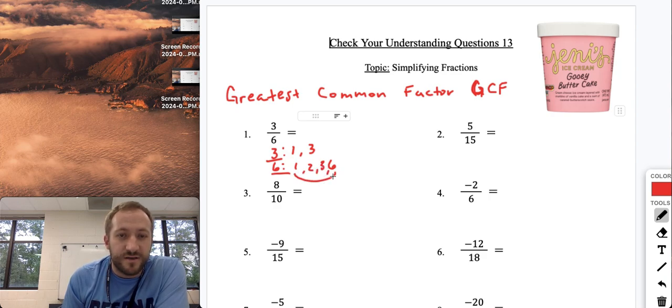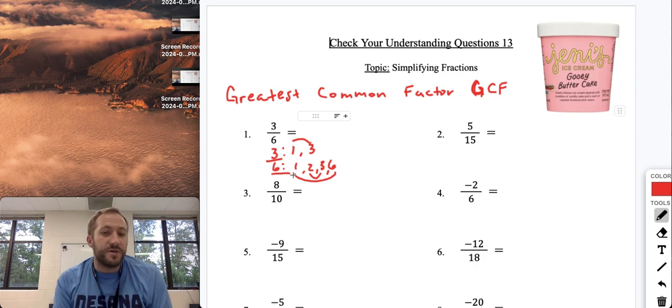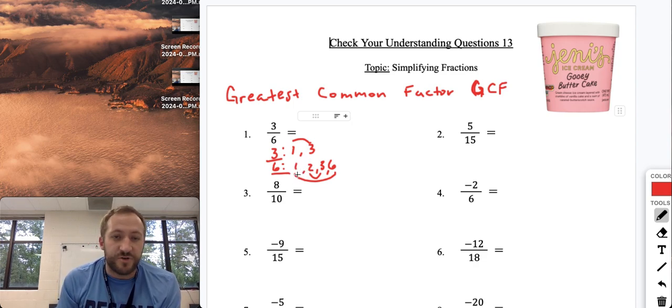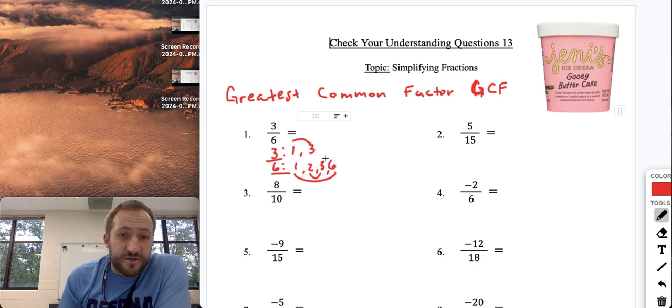1 and 6, they multiply to give me 6. 2 and 3, they multiply to give me 6. 1 and 3 up here, they multiply to give me 3. I always do factors in pairs when I write them. That way I don't forget any. It's kind of hard if you try to write them 1, 2, 3, and 6. It's easy to forget some that way. So these are all the factors. The greatest common factor here would be 3.